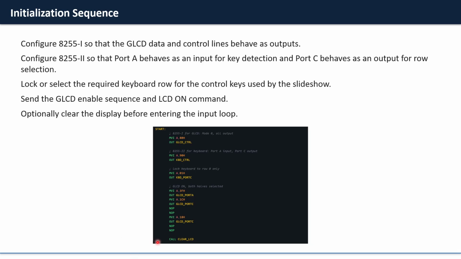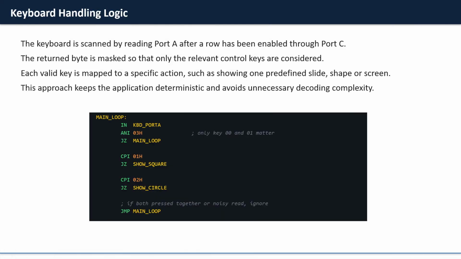This depends on the module we are using and how it reacts. Then the clear LCD, which is a subroutine, is pushed on the stack and run. The clear LCD subroutine runs, and we are handed over to the main loop. The main loop is reading the input keyboard sequence, and based on that it configures the bit masks through ANI, and then using CPI we jump to the relevant part of the slideshow.